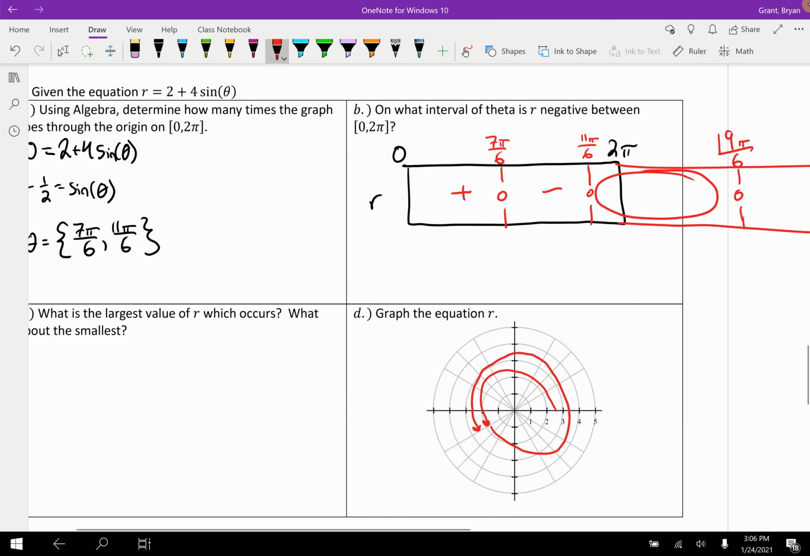And I'm actually going to try 2 pi. Sine of 2 pi is 0. 2 plus 0 is 0. So this whole thing is positive, which means this piece is positive right here.